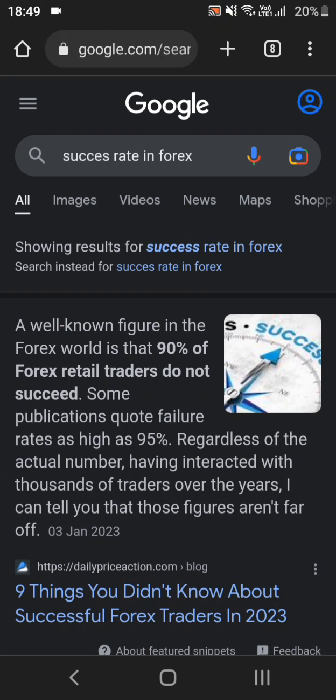This is more advanced. You see, guys, once you understand this, your trading will improve. So 90% of forex retail traders do not succeed. The other 10%, they simply follow what smart money is doing. They trade with smart money. These 90% of forex traders that are not succeeding, they trade against the smart money.